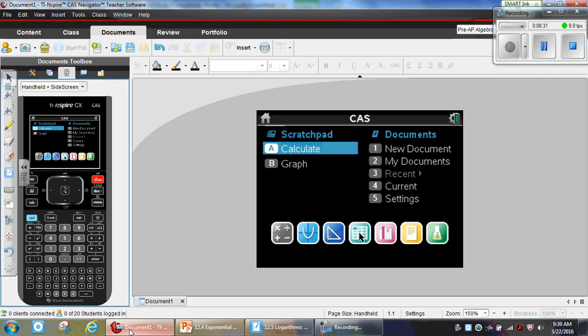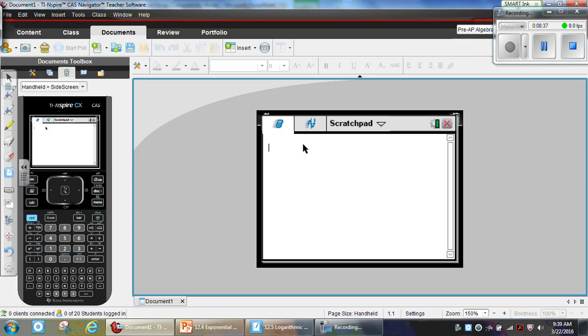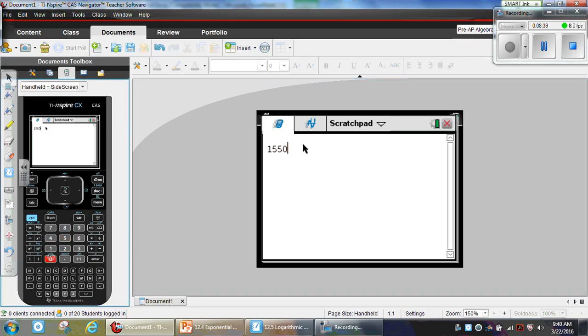So you go to calculate, and 15,500. You open your parentheses, and that's where you will enter 1 plus 0.10, or you could just enter 1.1. That will be up to you. And then you must exit out of the parentheses, and then you will use the caret symbol, and then we will enter 20 for the exponent.